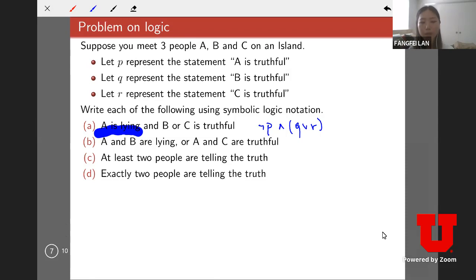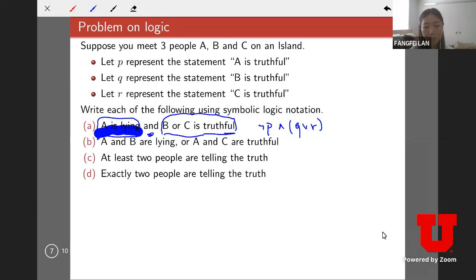So I think one important thing is to see how we partition the statement. So in this statement, specifically, we have this first part, which is A is lying, and the second part, which is B or C is truthful. So these are two parts, and we have an and in the middle. So that's why we write not P and Q or R.